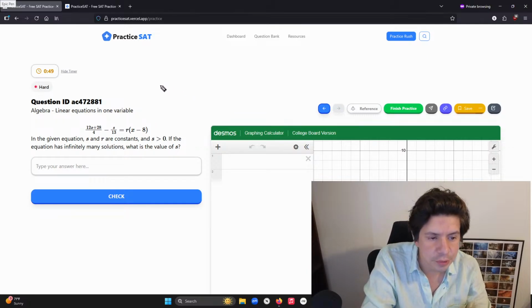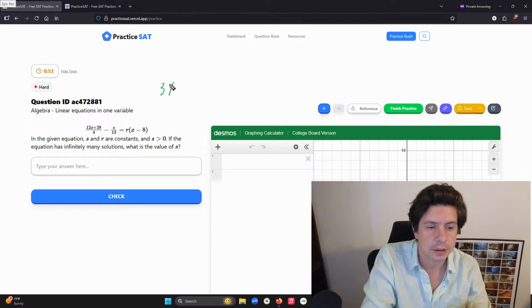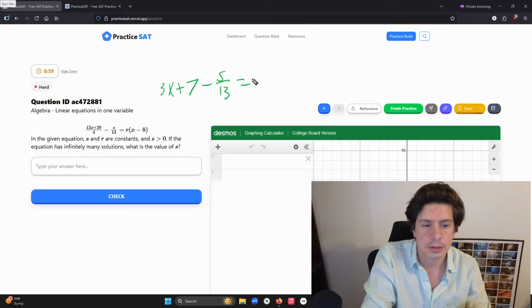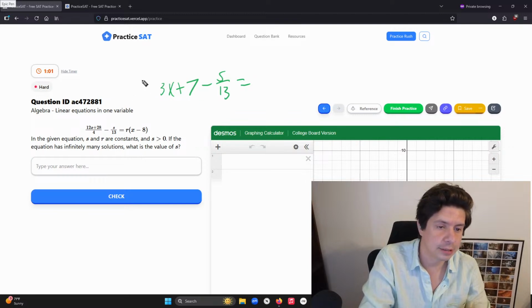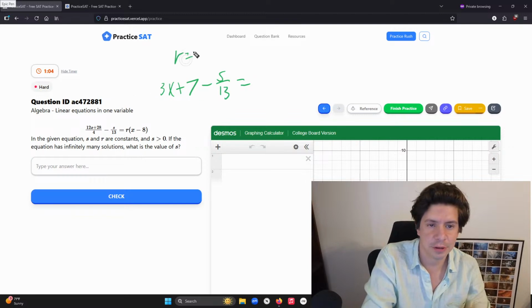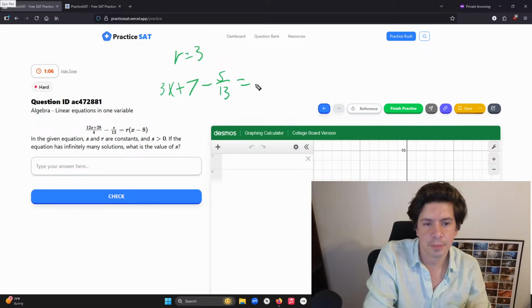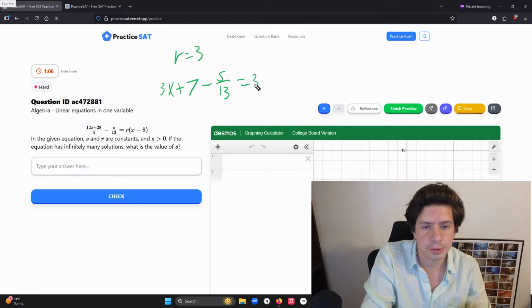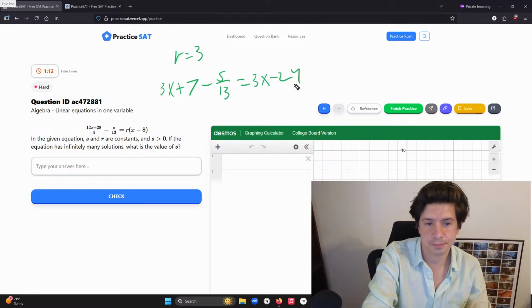And R is going to go here. So on the left, let's divide by 4, and we're going to get 3x plus 7 minus s over 13 equals, okay, so R has to equal 3 for them to have the same slope. So R equals 3. So then we're going to do 3x minus 24.